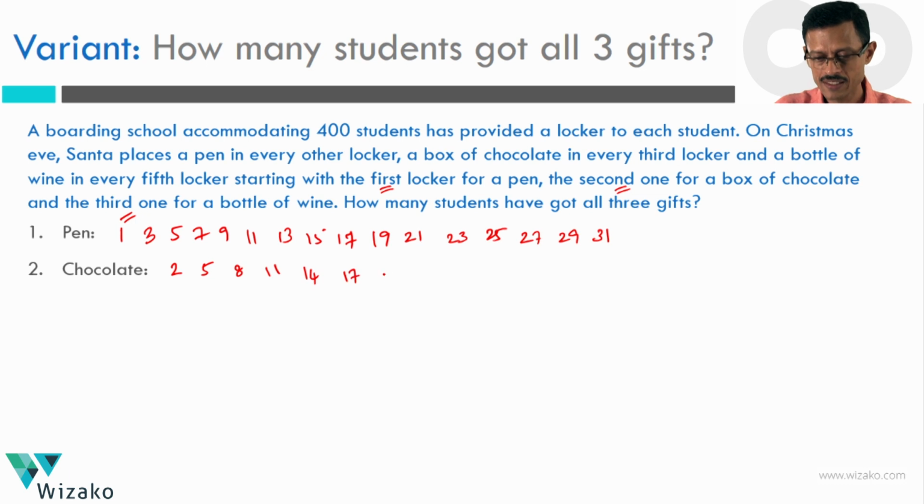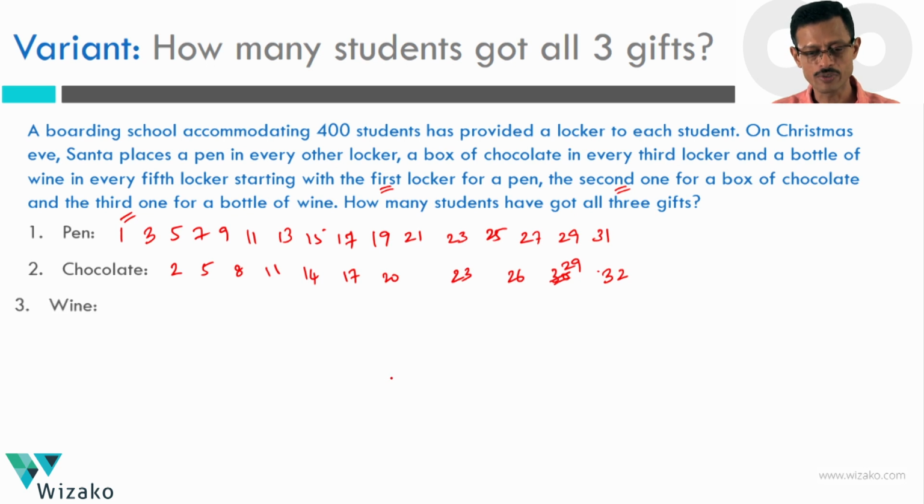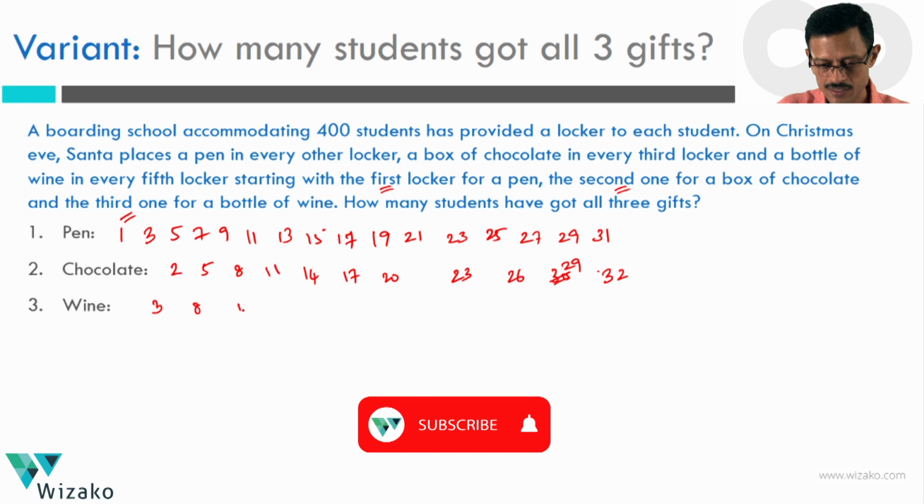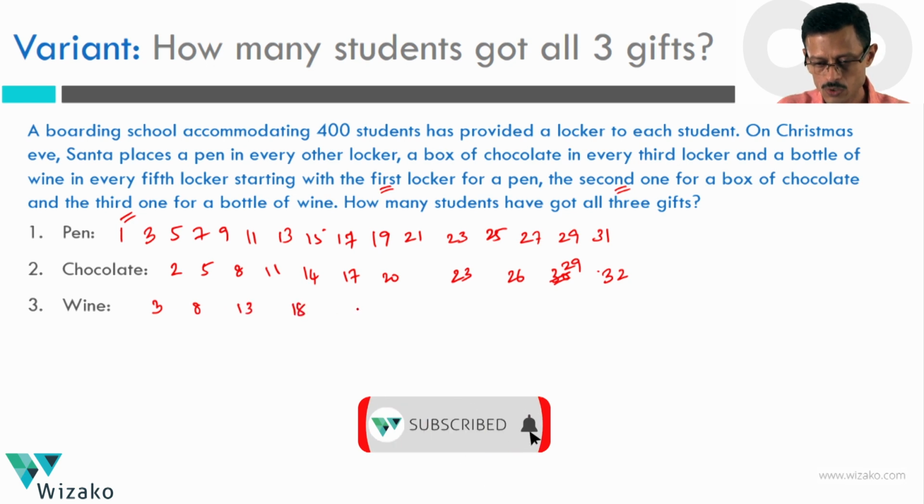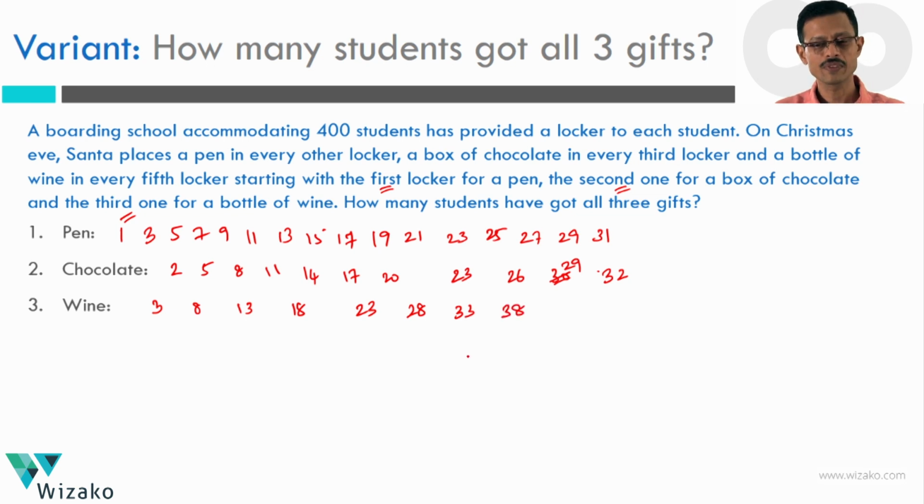14, 17, 20, 23, 26, 29, 32, so on and so forth. Sorry, I think I made a goof up here. Let's move on to plug in that bottle of wine as well. He started with the third one. So next one is going to be 8, 13, 18, 23, 28, 33, 38, so on and so forth.